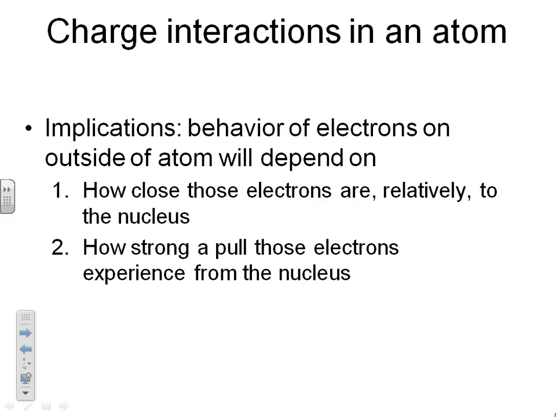The AP has this really weird thing where they really like to ask you what electron configurations of transition metal cations are, so I'm making you aware of that. Don't write them with the s electrons still there, because they're not. They're actually gone. Charge interactions in an atom.